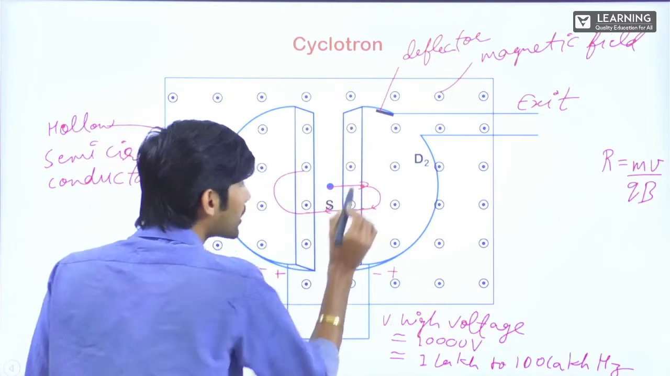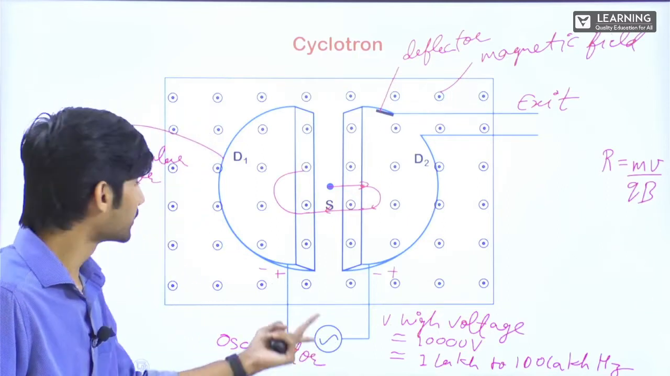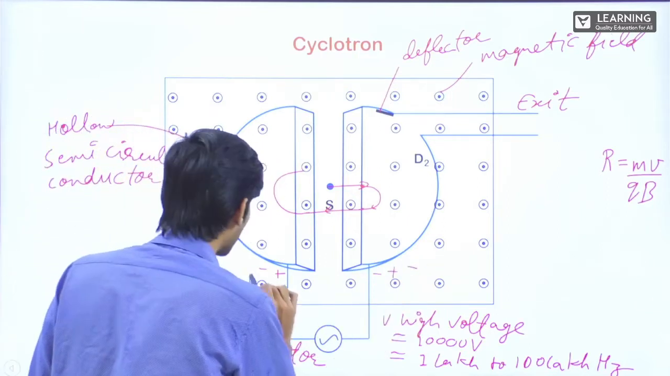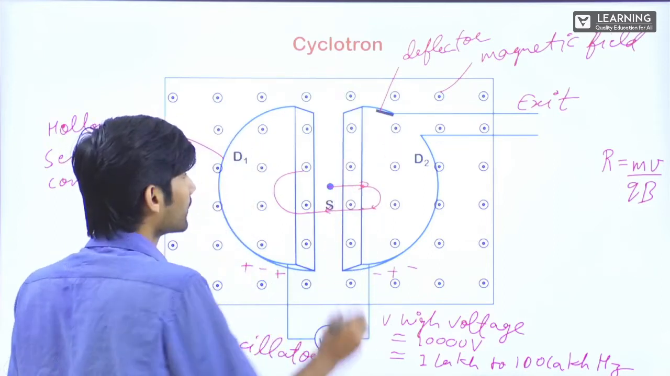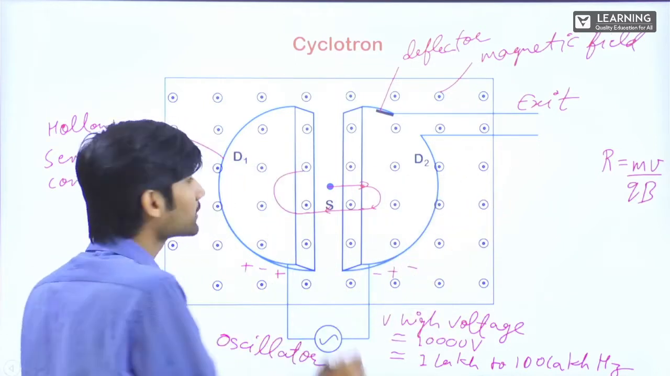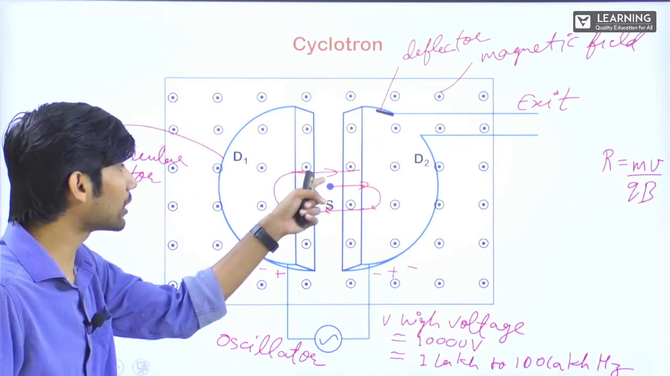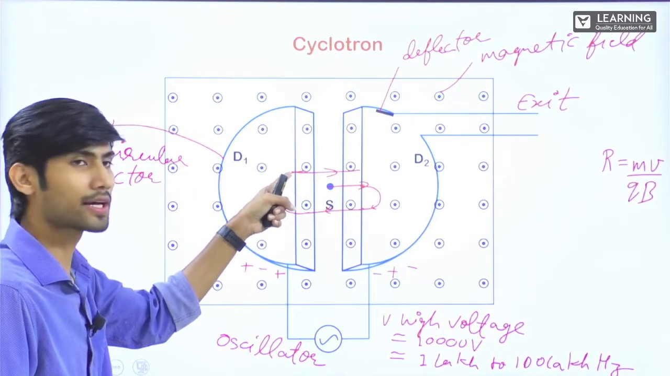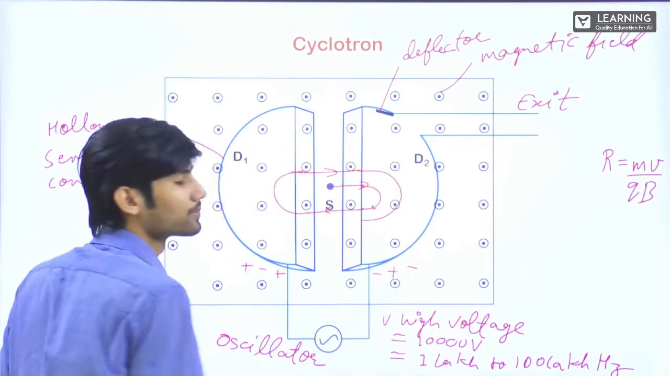Again, the moment it comes out of this D, the frequency is set in such a way that this polarity will again change. This will become negative, this will become positive. So now this plate is negative. The force will be in this direction. The acceleration in this direction, zoom, with very high speed. Now again, the velocity will be more than what it was here, because again it is accelerated. Again, this circle will be of bigger radius.